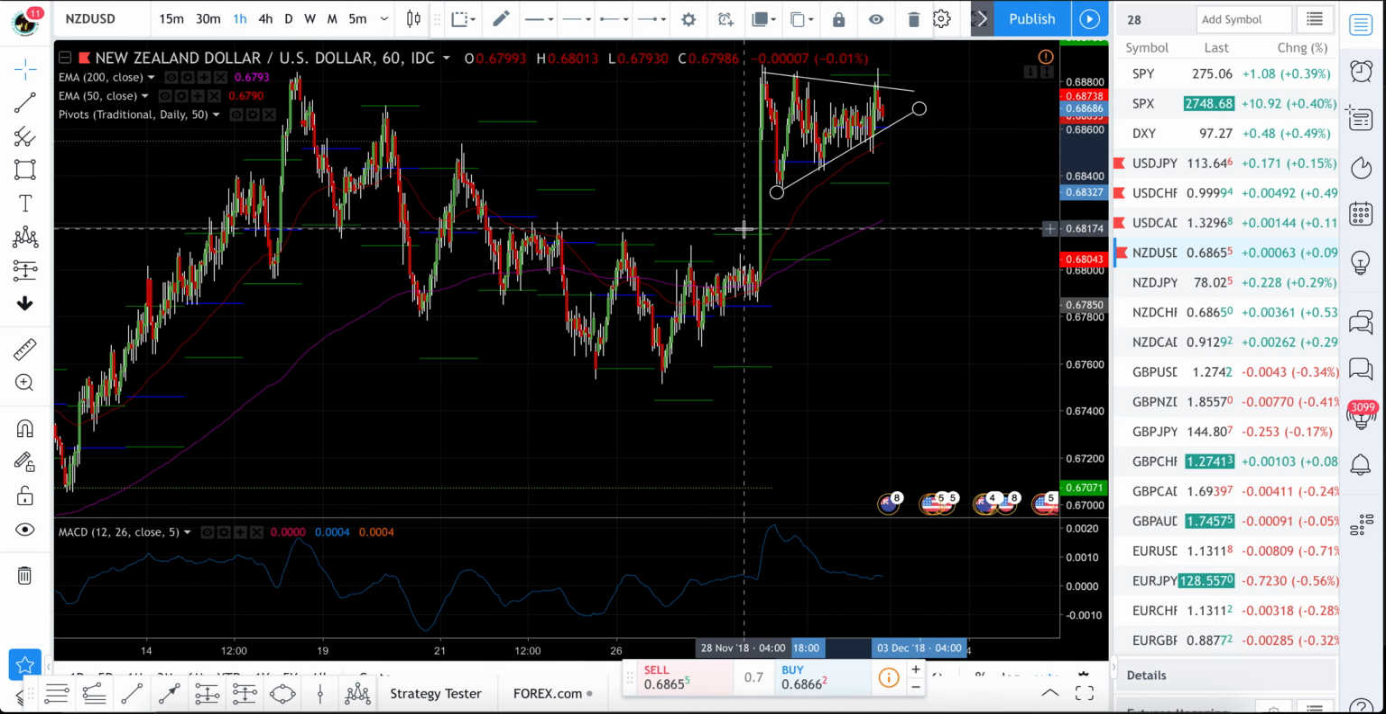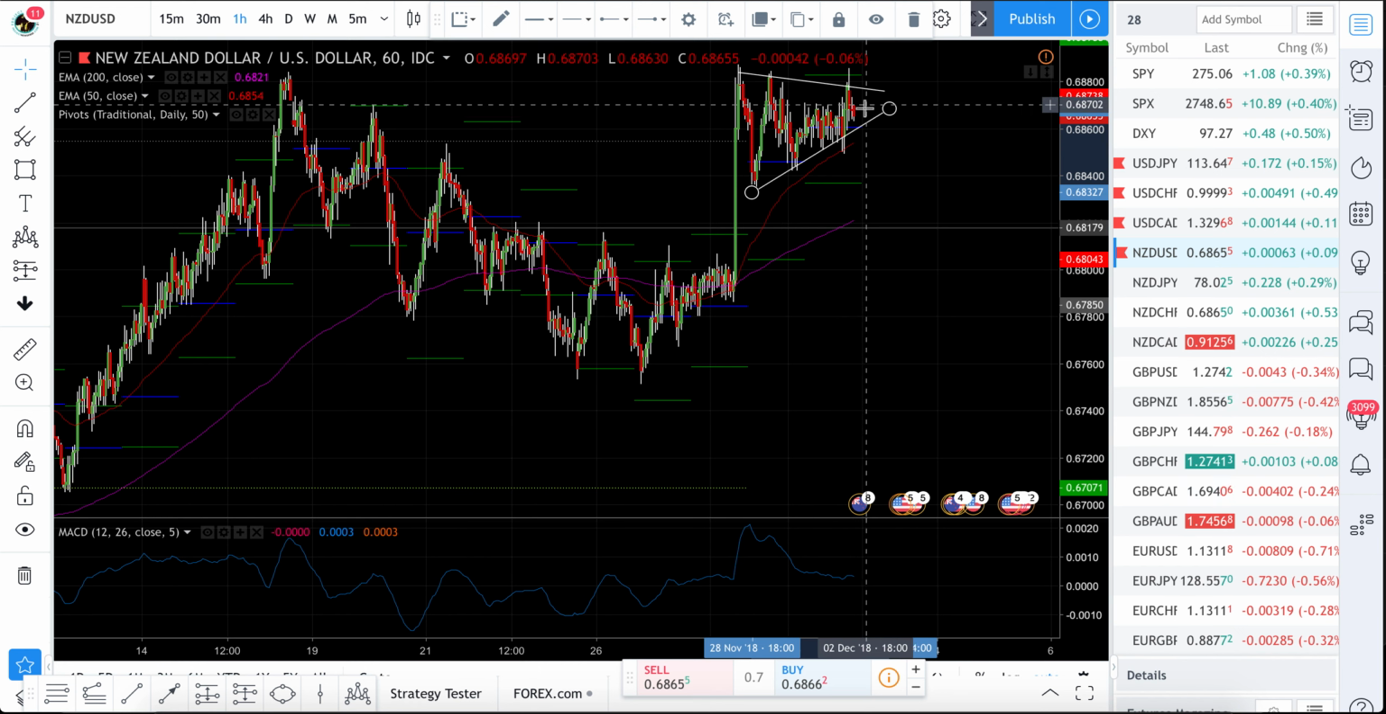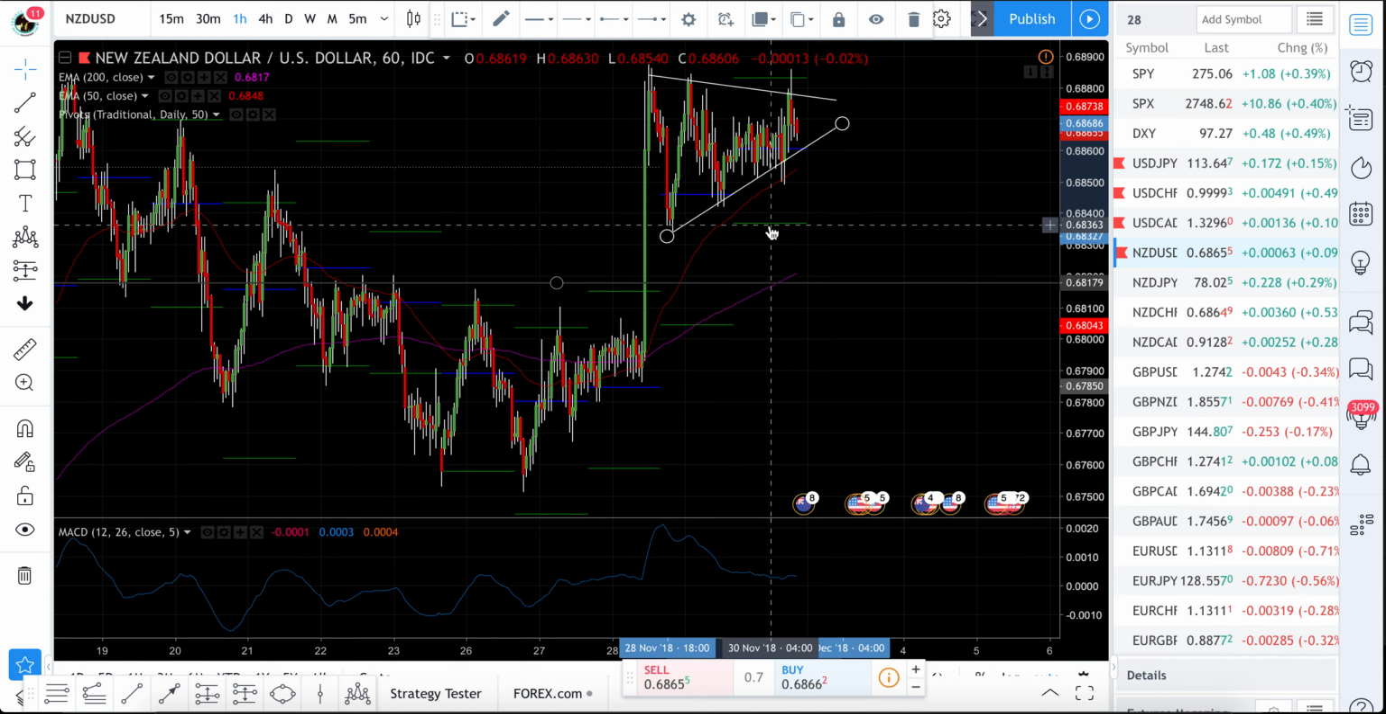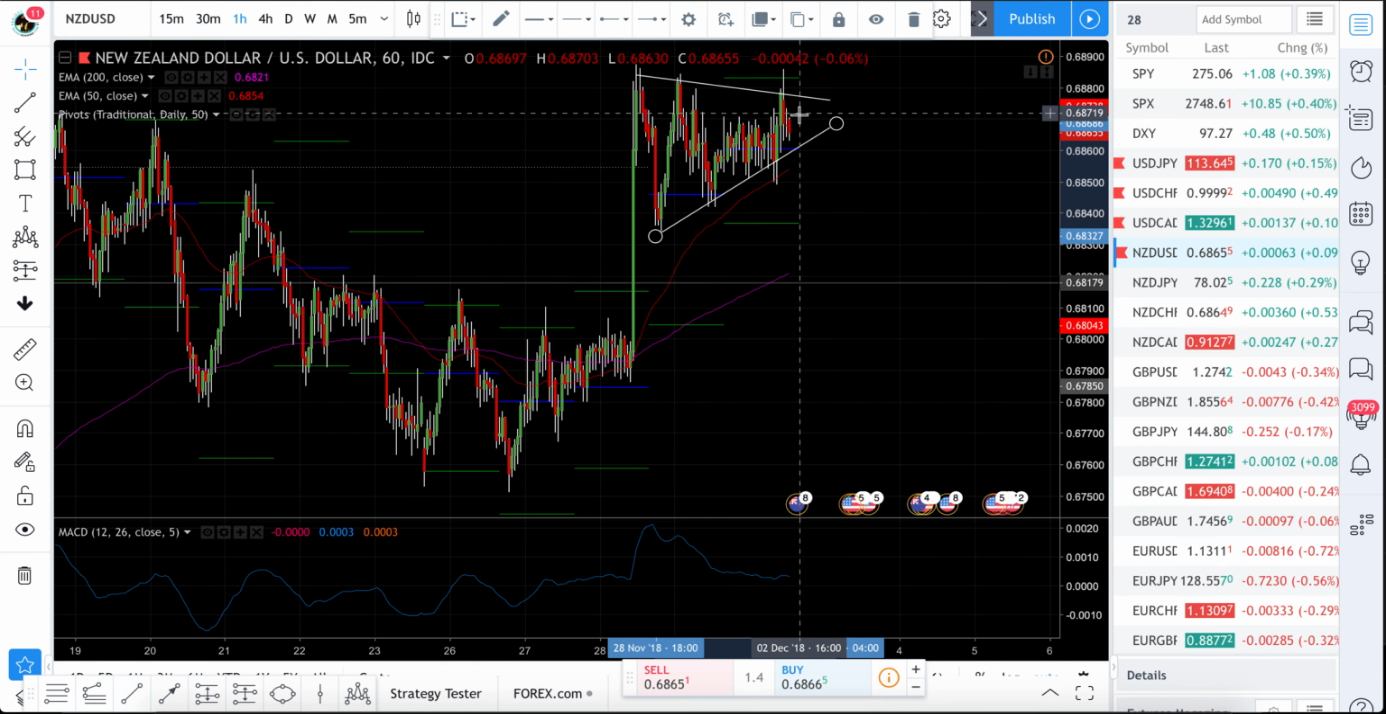I don't know. This is one of those plays for sure that you just want to kind of sit and let it develop and then get on the right side of it if you can. That's how I would play it at least. So we'll get into that a little bit later.